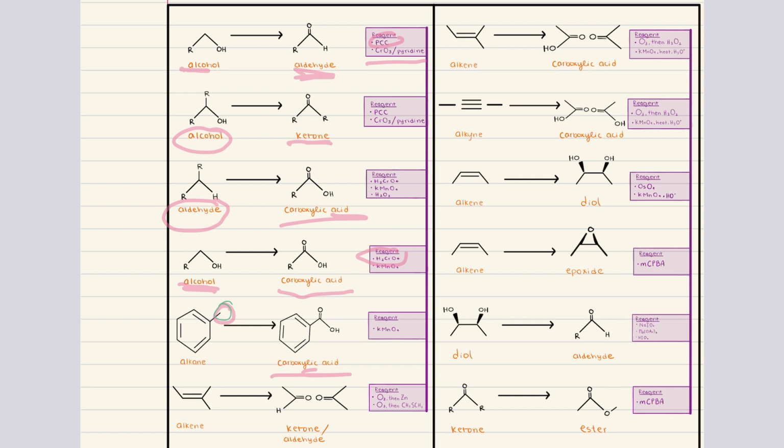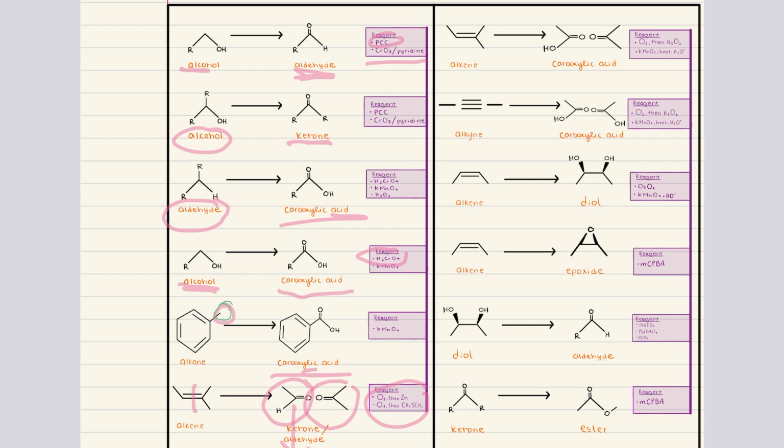When the reaction is followed by a reducing agent such as zinc or dimethyl sulfide, the alkene is split into aldehydes and ketones. This is known as a mild ozonolysis reaction, meaning the oxidative conditions are not strong enough to further oxidize aldehydes into carboxylic acids.